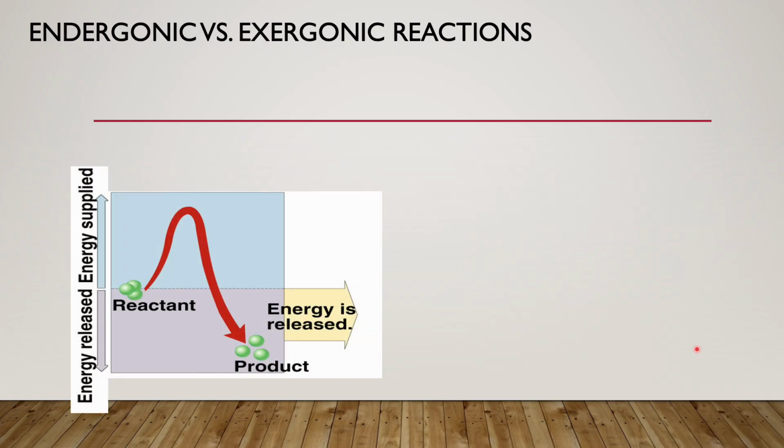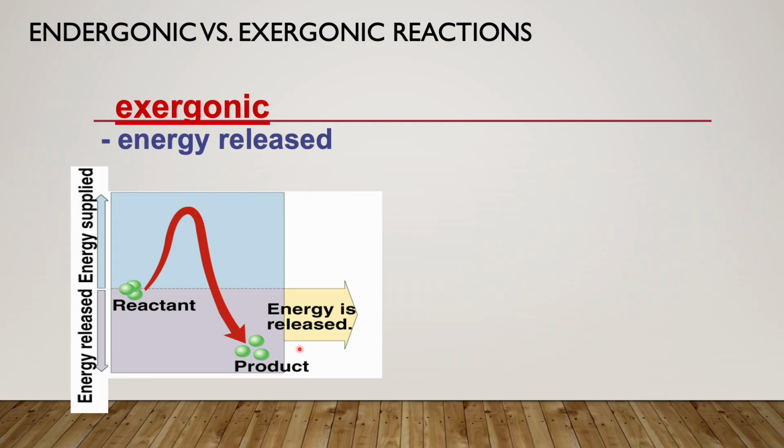Looking at graphs for endergonic and exergonic reactions, this first reaction is showing you an exergonic reaction where you have your reactants. They have to take in enough energy. Once they have enough energy, then the reaction proceeds to start forming the product. And so this is the energy that's actually going to be released. Again, this is representing an exergonic reaction. Energy is released, such as in digestion.